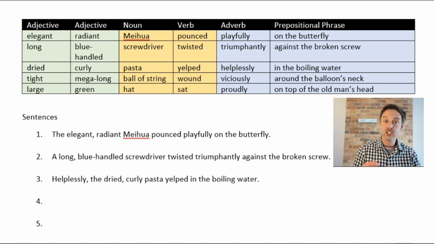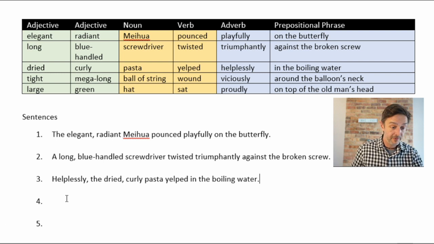Full stop. Let's just check that to see if it makes sense. Helplessly, the dried curly pasta yelped in the boiling water. I've got all of the elements, I've just swapped them around. But I know if I start with an adverb or an adverbial phrase, I'm going to need a comma to partition it to make sure the main clause has a definite starting point. All right, so let's just try that with the next one as well.